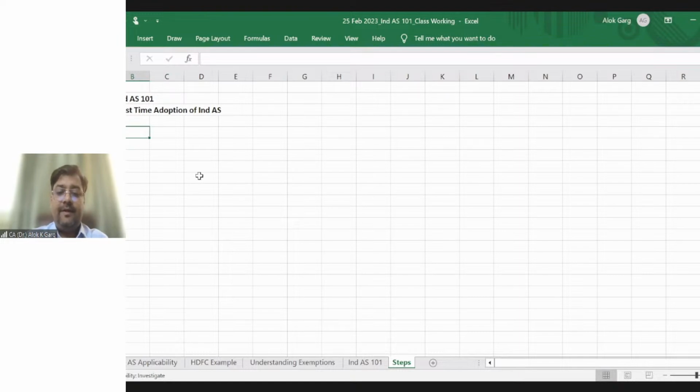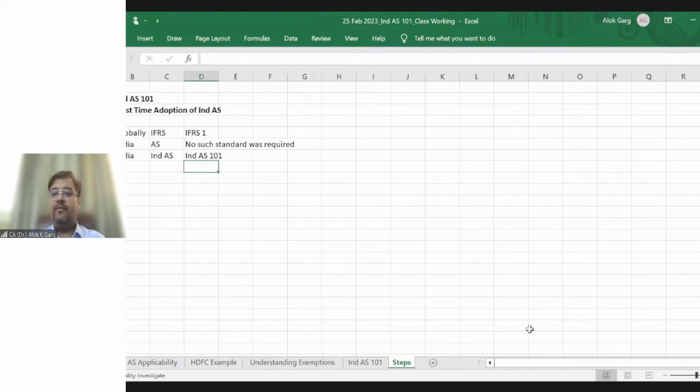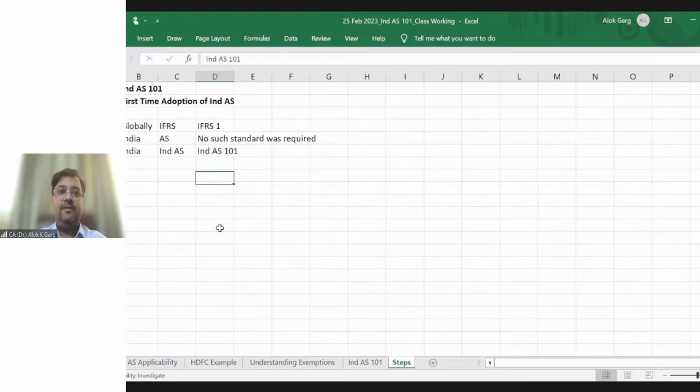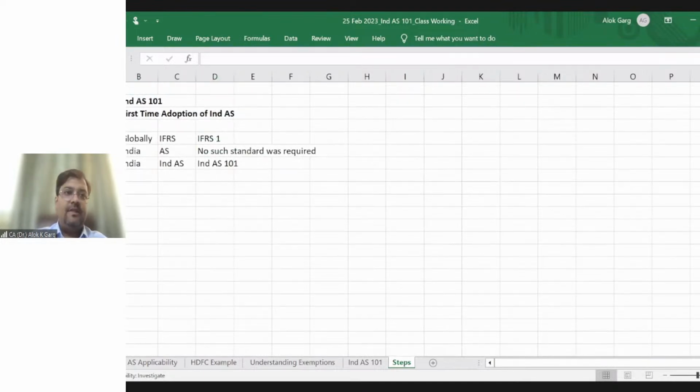Yes, friends, if I talk about IFRS, the global standard is IFRS 1. In the Indian context, in AS, there is no such standard. No such standard was required. If I talk about India under Ind AS, we are studying Ind AS 101. I hope this is clear to all of you now.